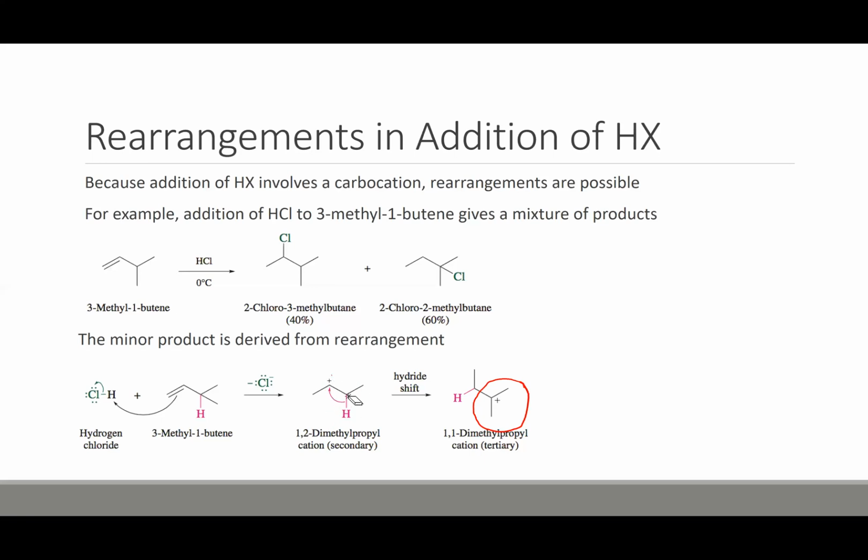So again, you want to look out for the potential of a secondary next to a tertiary position in these reactions, because those are when you are likely to have some type of hydride shift or methyl shift to form this more stable cation.